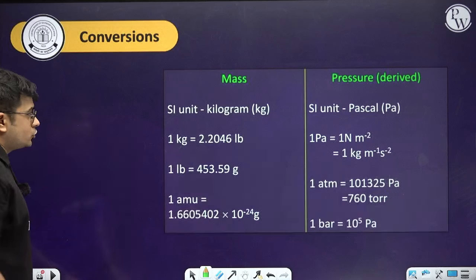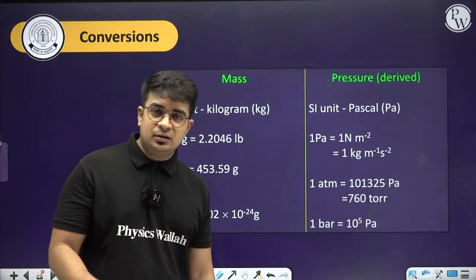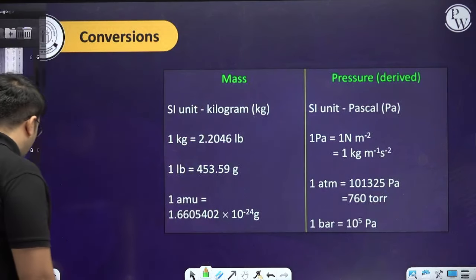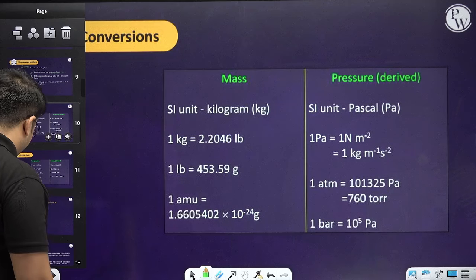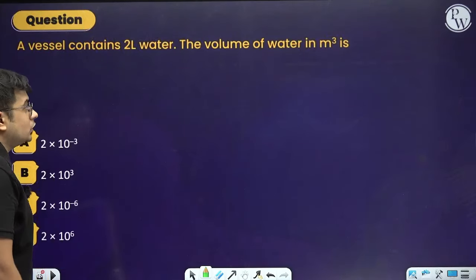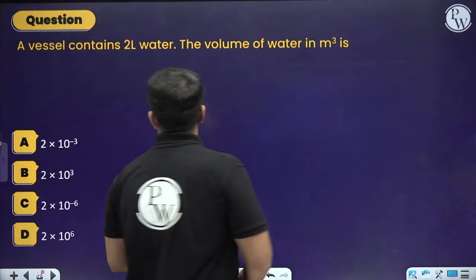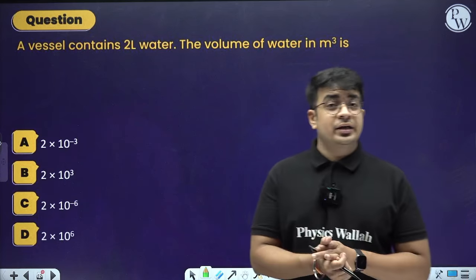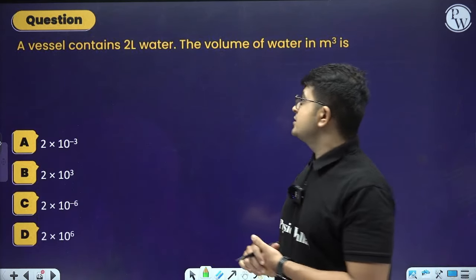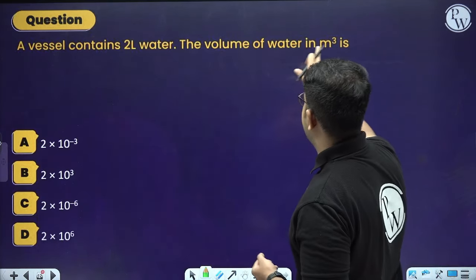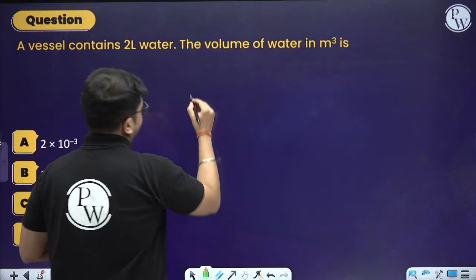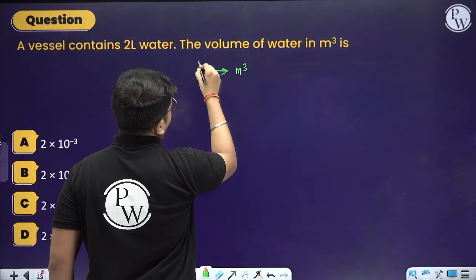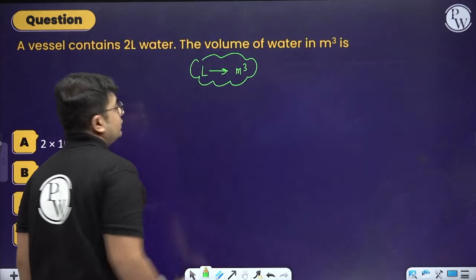Now let's talk about a simple question, then we will understand better about the entire conceptualization. Let's say we have a question. A vessel contains 2 liter water. The volume of water in meter cube is. First of all, we have to understand the conversion between liter as well as meter cube, because the question is saying you have to convert liter into meter cube. This is the requirement of the question.